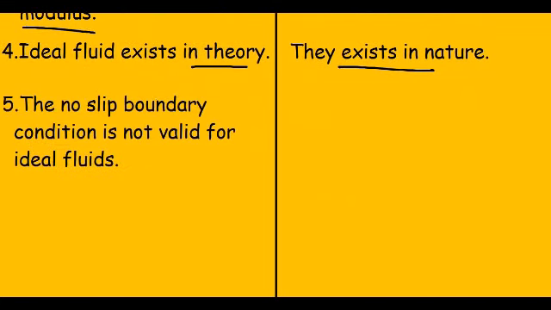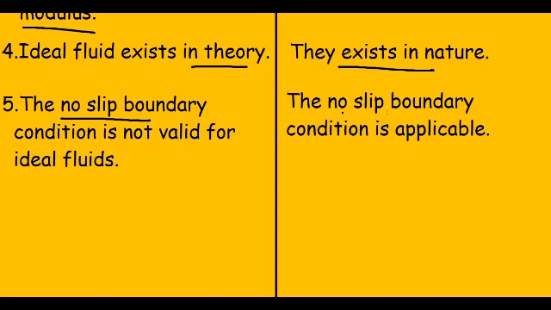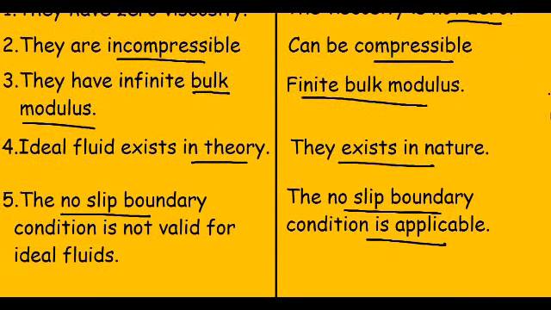The fifth point says that the no slip boundary condition is not valid for ideal fluids, but for real fluids, the no slip boundary condition is applicable. So let's try to understand this no slip boundary condition. For an ideal fluid, we know that the viscosity is zero, and for real fluids, the viscosity is non-zero.